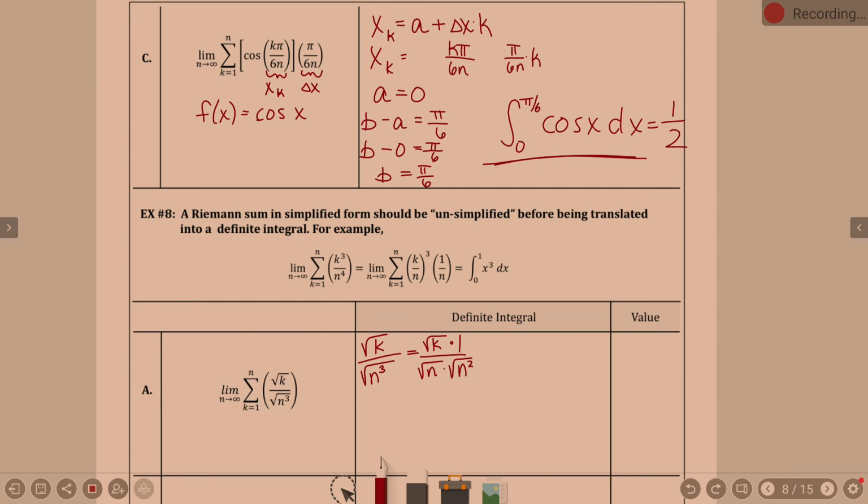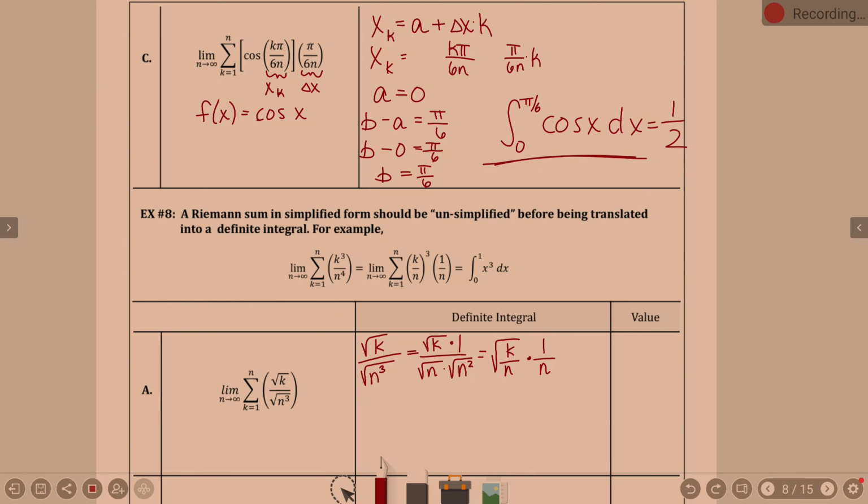Right there, I can think of this as square root of k over n times 1 over, what's the square root of n squared? 1 over n. And by separating that out, this 1 over n is now my delta x, and this is my f of x sub k. Seeing that is a whole different ballpark, isn't it? Sometimes it's easy to see, sometimes not so much. And this one isn't horrible, but again, would you have seen it on your own the first time through?